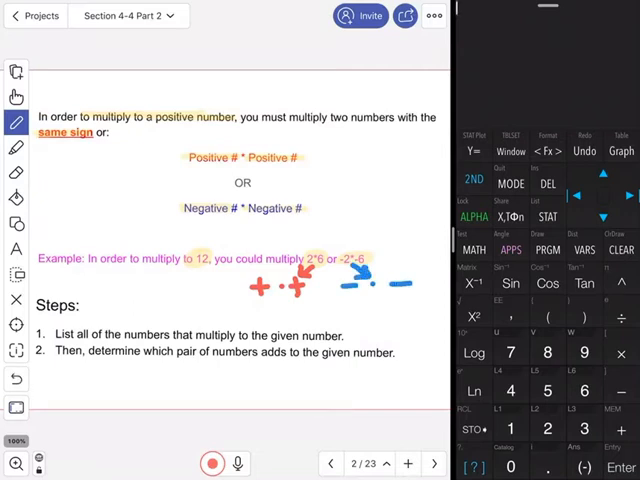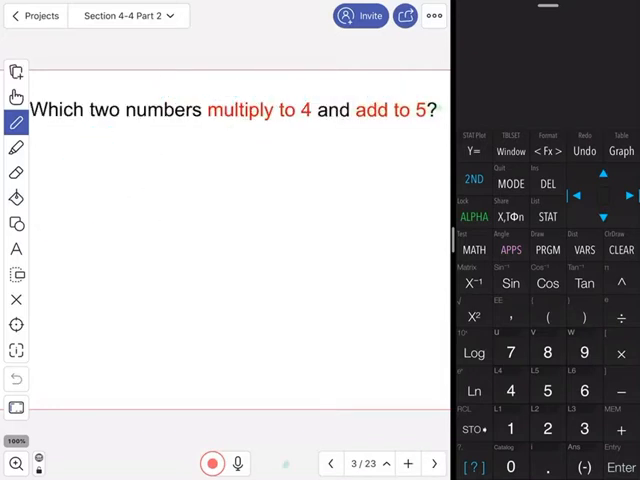Now for the problems we're going to do, the first thing we need to do is list all the numbers that multiply to the given number, then determine which pair of numbers adds to the number it's asking for. So in our example, it says which two numbers multiply to 4 and add to 5.